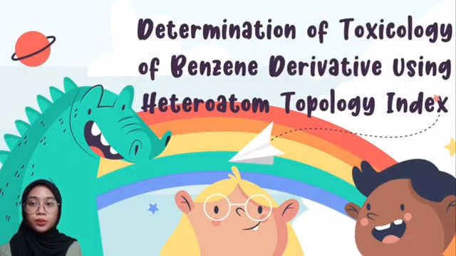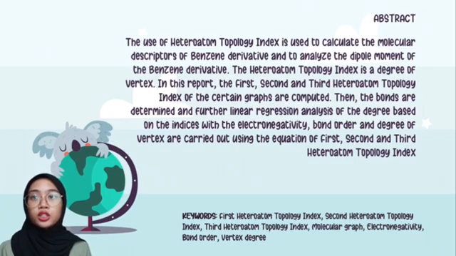Today we are going to present to you about our final year project, which is the determination of toxicology of benzene derivative using Heteroatom Topology Index. Abstract. The use of Heteroatom Topology Index is used to calculate the molecular descriptors of benzene derivative and to analyze the dipole moment of the benzene derivative.